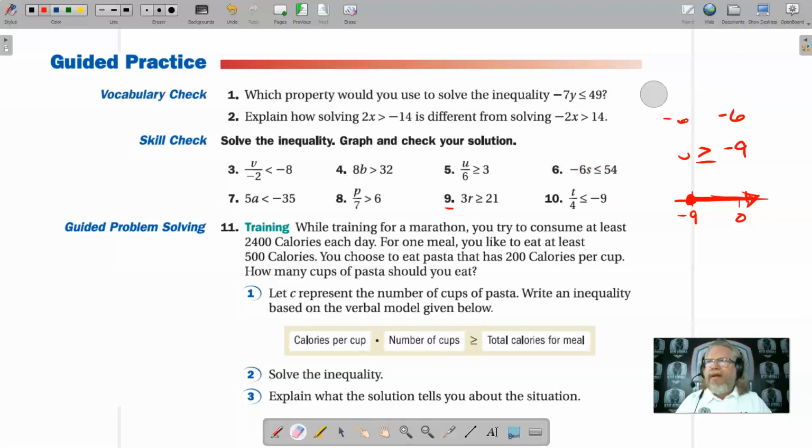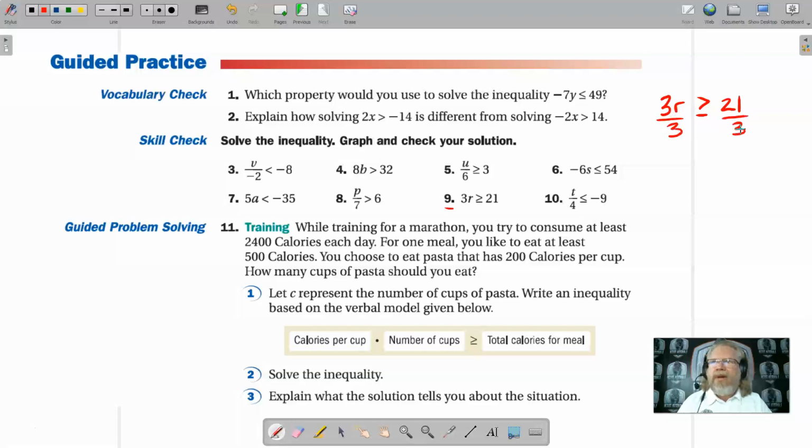And then finally on our last one, let's go ahead and work that one. We have 3r is greater than or equal to 21. So the 3 is tied to the r through multiplication. The opposite operation is division. Remember, every fraction is a division problem. And we're going to divide by the very number we wish to get rid of, which is 3. And what we do to one side, we have to do to the other. So the 3s cancel each other, leaving me with r. I divided by a positive number, so the sign's going to stay the same. And 21 divided by 3 is 7.